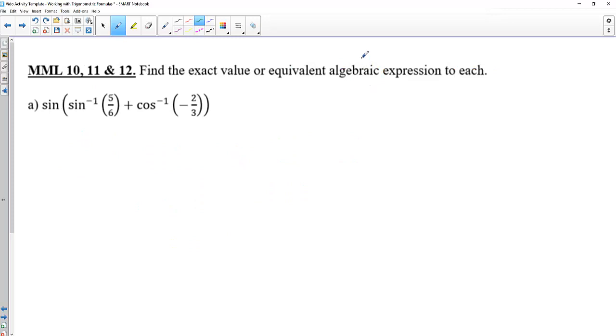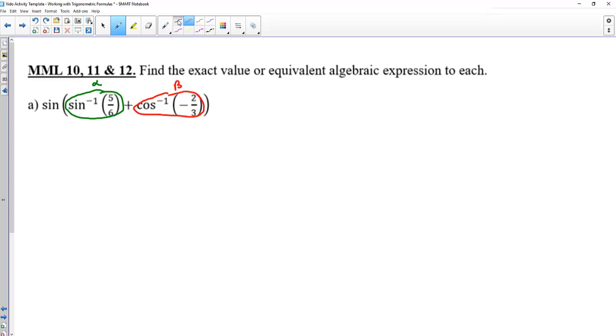So now we're going to introduce some inverse trigonometric functions or expressions, if you like, into our problems. This is just like 10, 11, and 12 on your MyMathLab. So how do we do this? So again, I look at this, sine inverse of 5/6 plus cosine inverse of negative 2/3, and I think to myself, remember, these aren't just anythings, right? This and this are special things. They're angles. So I'm going to call this angle my alpha, and this angle here my beta.